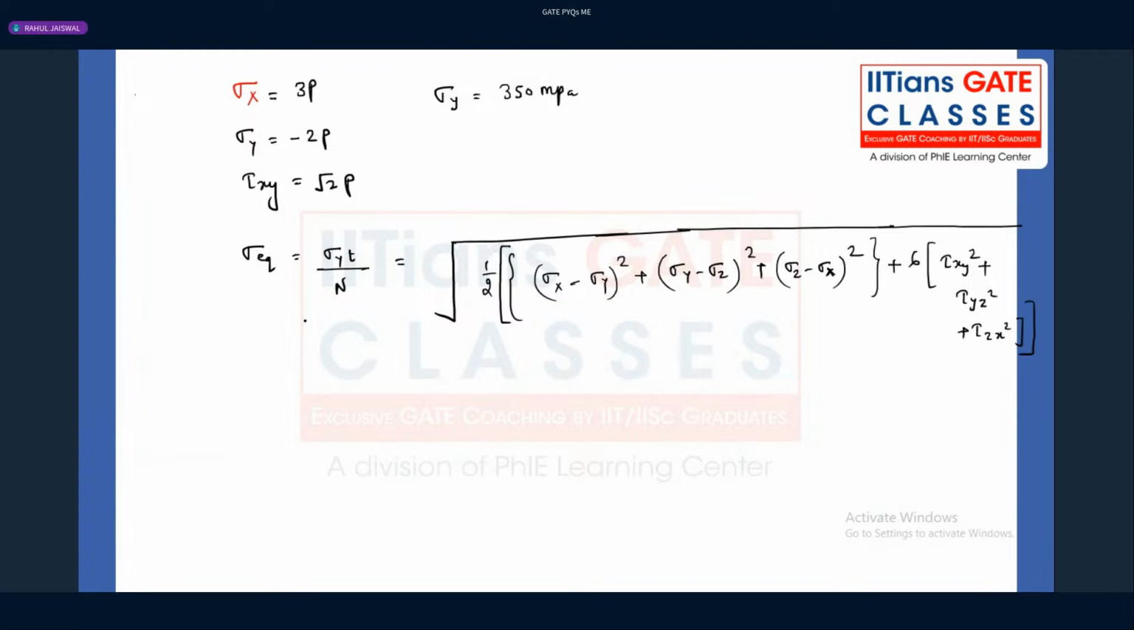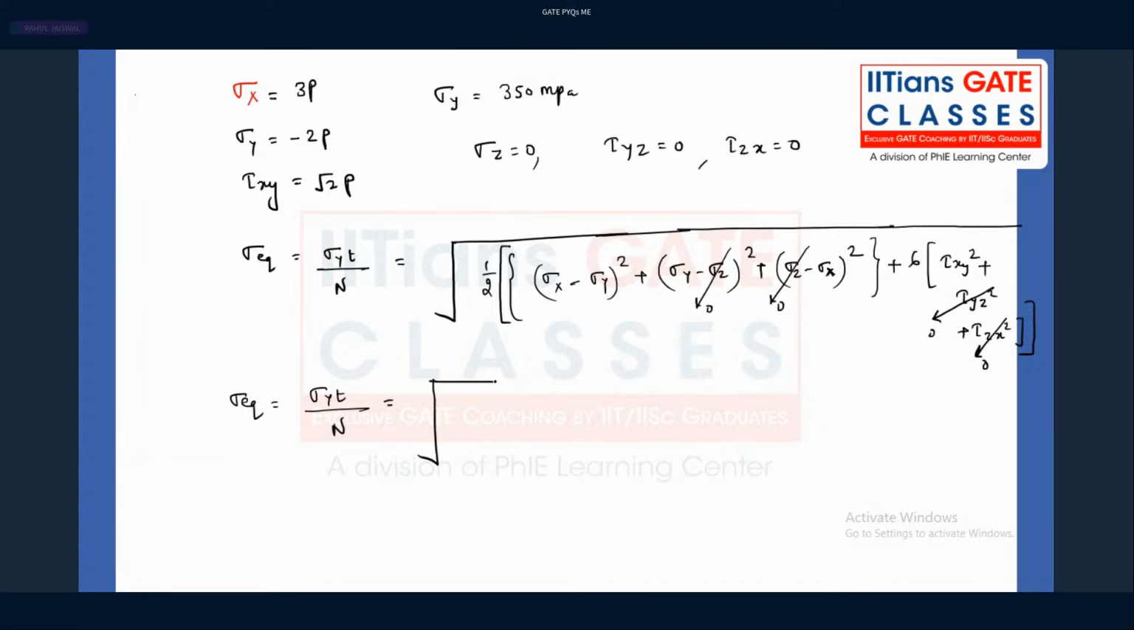So now if you just see in the problem, sigma z it is not given, it is 0. Tau yz it is 0. Tau zx it is 0. So we can just cancel: sigma z is 0, tau yz is 0, tau zx is 0. So what is the equivalent stress, which is nothing but sigma yt divided by factor of safety? What we can write, guys? Under root of sigma x minus sigma y whole square plus sigma y square plus sigma x square plus 6 tau xy square.